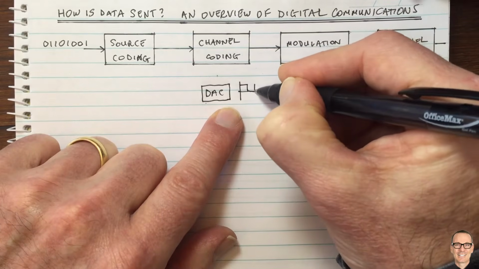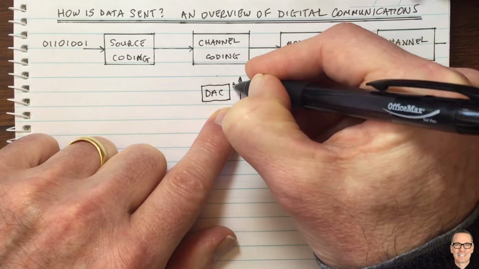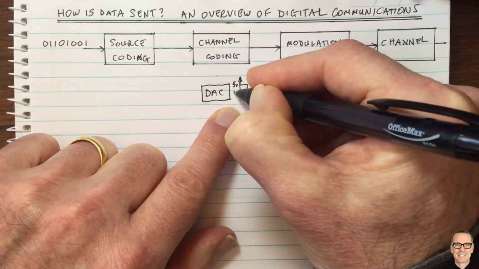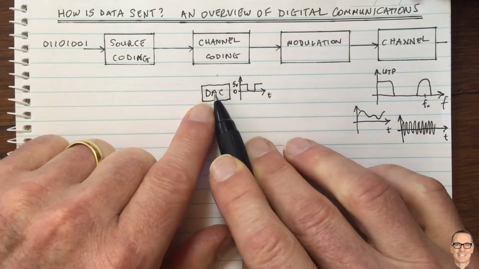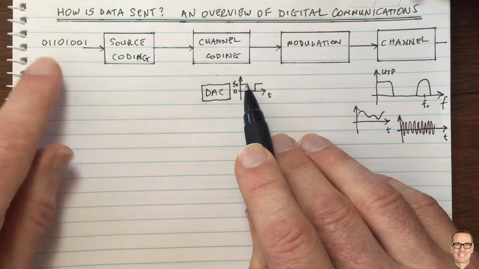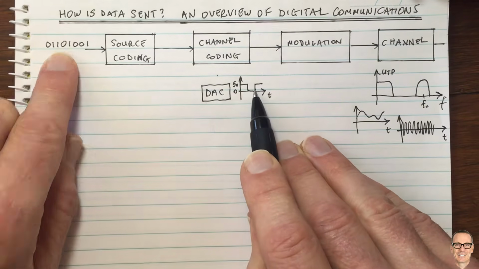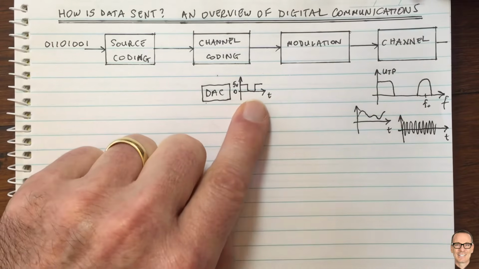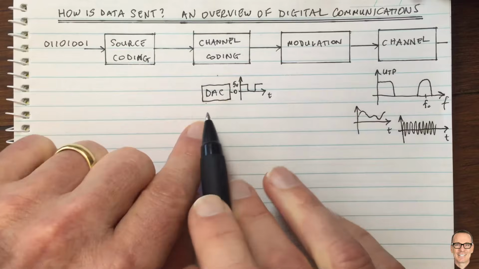It might go between 5 volts and 0 volts, for example. While the output of the digital to analog converter is at 5 volts, it might represent a digital 1. While it's at 0 volts, it will represent a digital 0, for example. This is one example. So now we've got a signal coming out of our digital to analog converter.